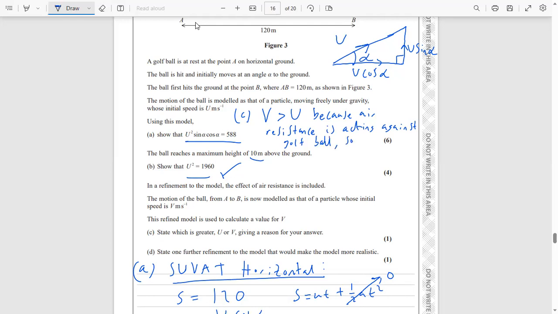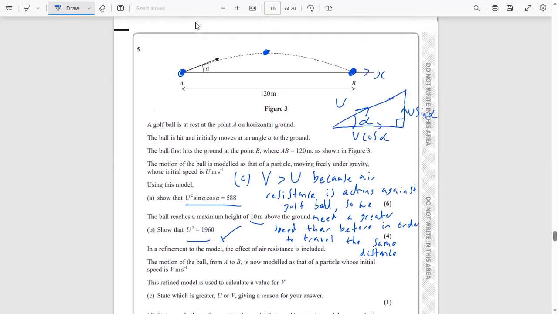So we need a greater speed than before in order to travel the same distance, because now we've got air resistance pushing against us.